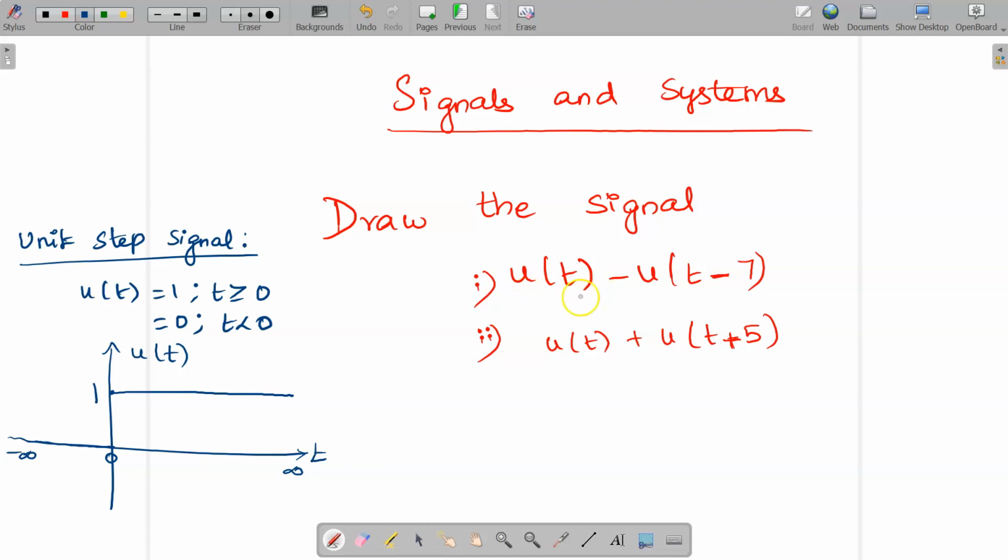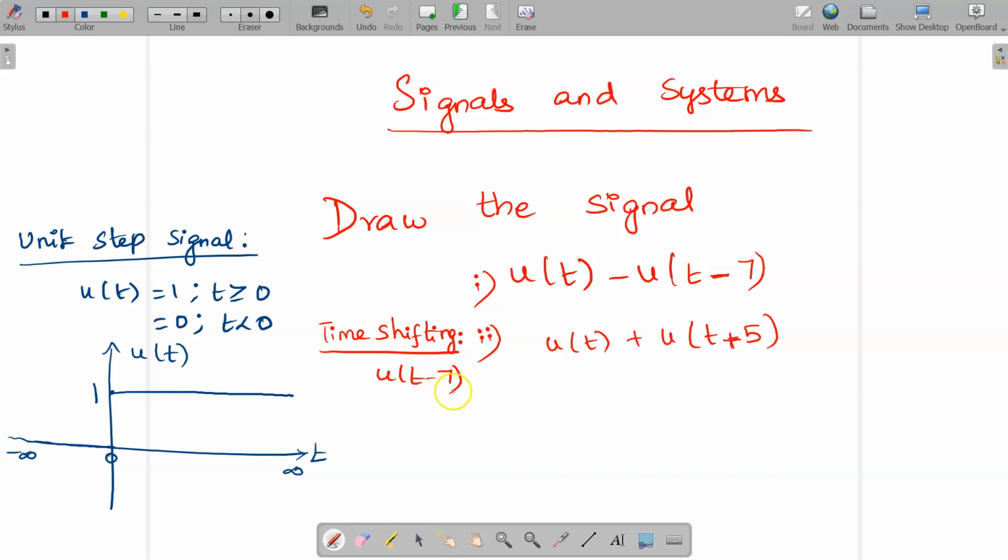And then, the first signal we have is u of t and u of t minus 7. So we can draw u of t minus 7. Whenever some value has been added or subtracted with the time t, this operation is time shifting operation. If it is time shifting operation, we will get either a right shifted signal or a left shifted signal. Whenever we have t minus some value, we will be getting a right shifted signal.